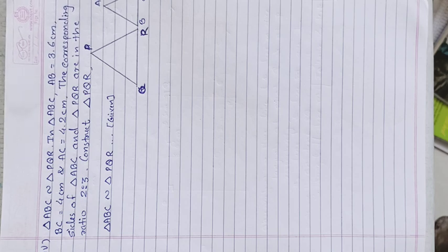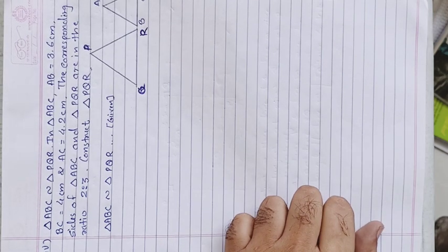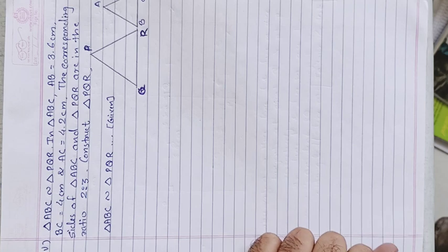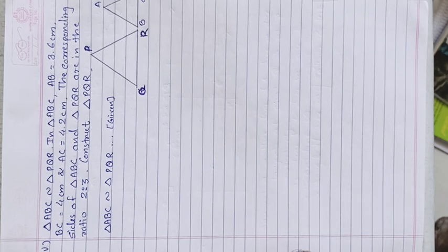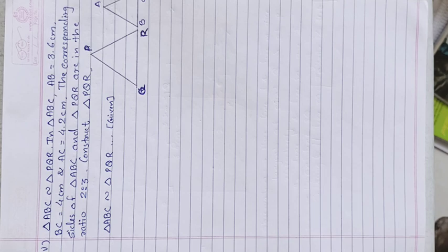Now sum number 4. Triangle ABC is similar to triangle PQR. In triangle ABC, AB equals 3.6, BC is 4, AC is 4.2, and the corresponding sides of triangle ABC and PQR are in the ratio of 2:3. Means all three sides are corresponding sides and the ratio is given. Construct triangle PQR. We need to construct triangle PQR.